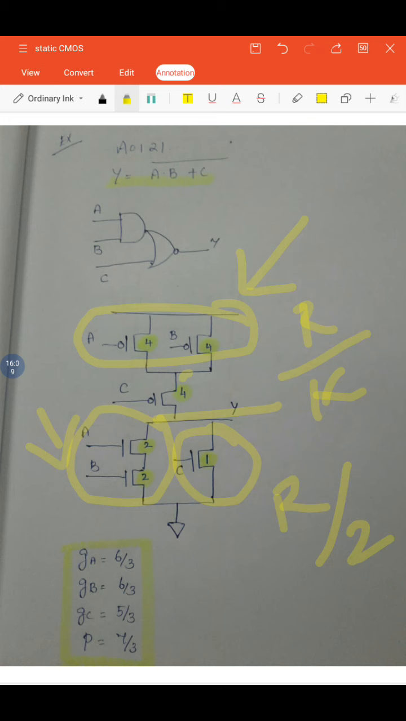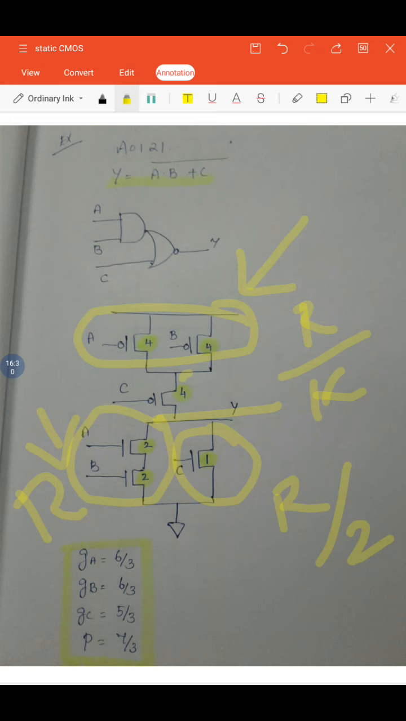That is at A you will get R by 2, at B you will get R by 2. So totally, when they are connected in series, you will get total resistance R. At the same time you may ask, what about C? The C resistance, C is connected in parallel to this A and B.